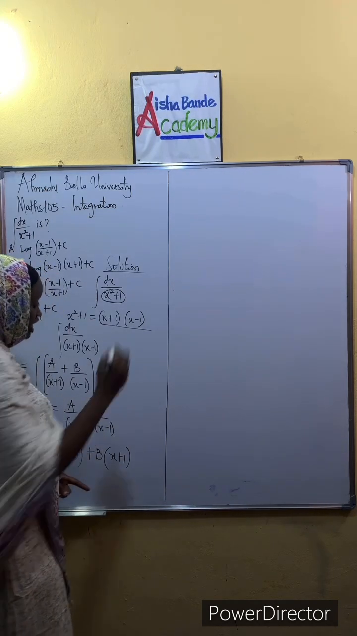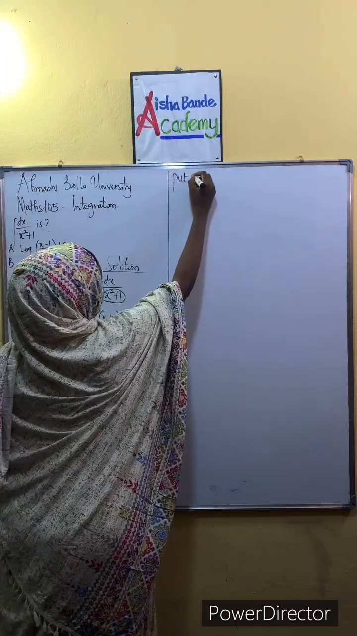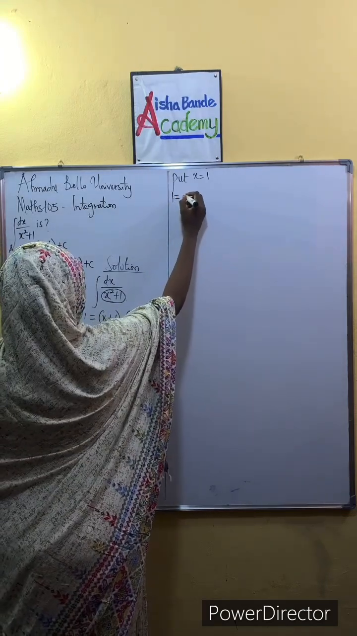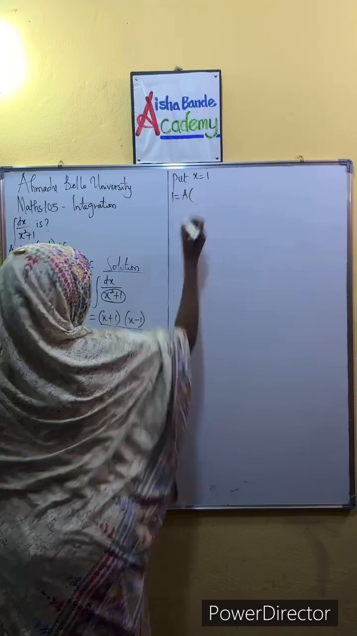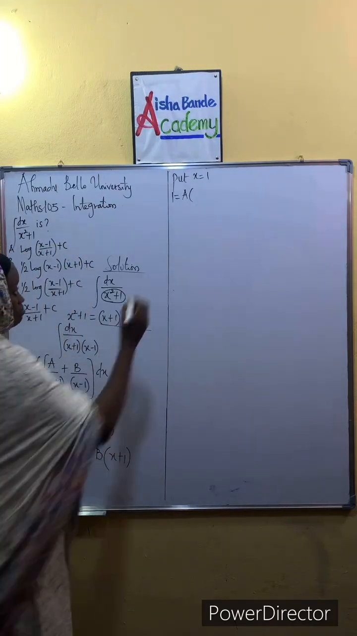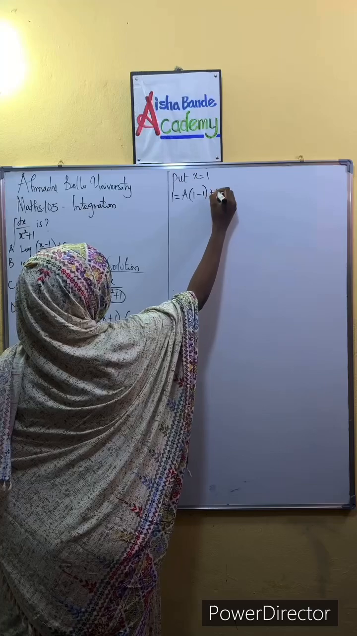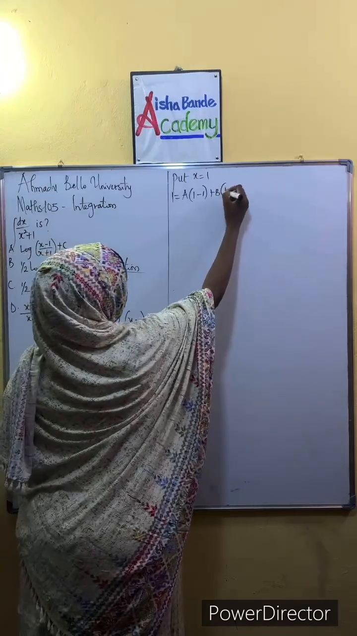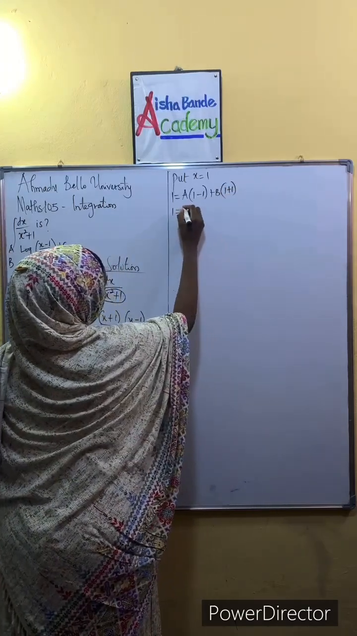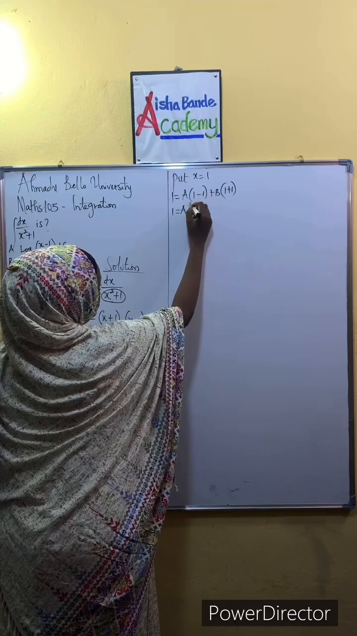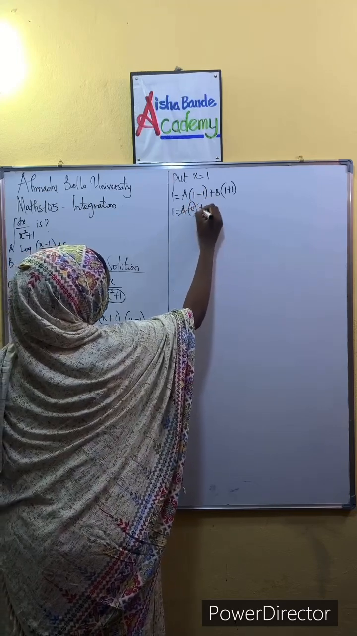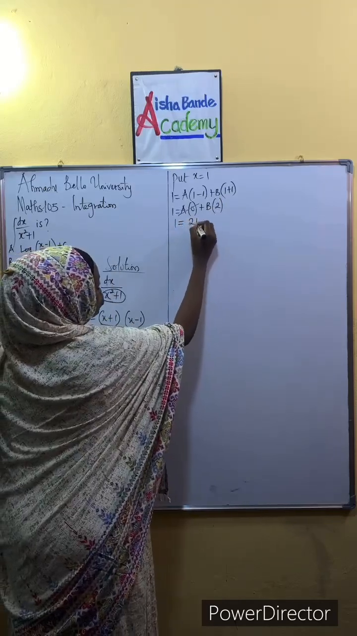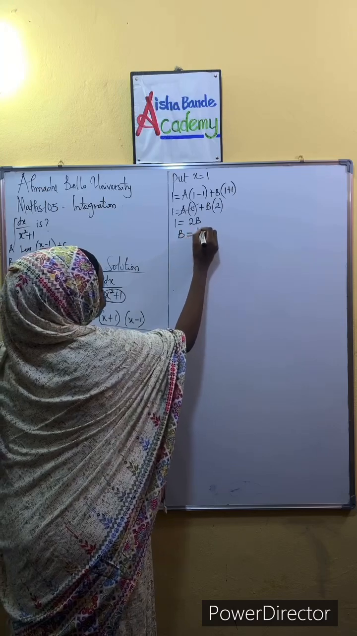So from here, let's put x equals 1 into this expression. We're going to have 1 is equal to a(1 minus 1) plus b(1 plus 1). So 1 is equal to a times 0, which is automatically 0, plus b times 2. So we have 1 is equal to 2b, so b is equal to 1 over 2.